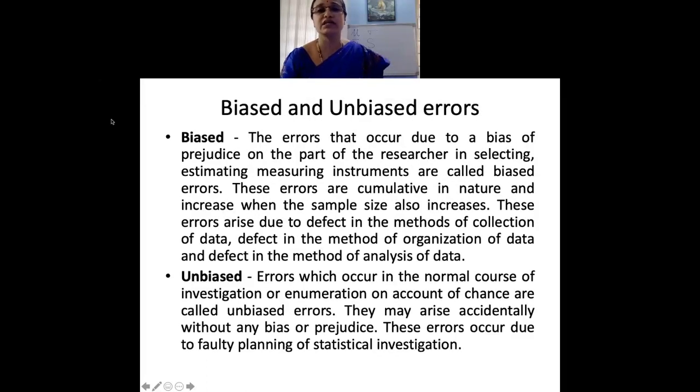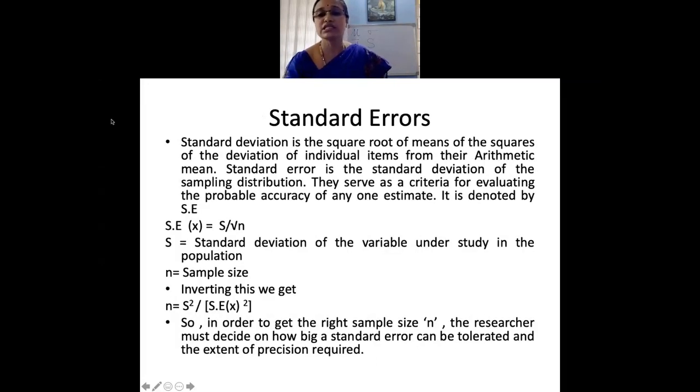Now these sampling errors can either be biased or unbiased. Okay, with unbiased errors, we cannot do anything. They occur because of various other reasons. What mainly concerns us as researchers is the biased errors. That is why whenever we take a sample, again the second principle, the law of inertia of large numbers, is where we have to see that the sample size is quite large.